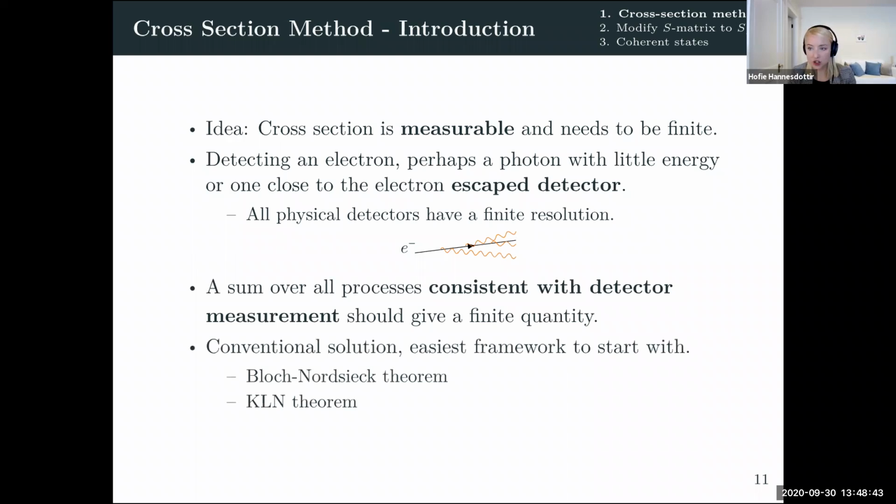So this is the conventional solution to the IR divergence problem. And this is the solution that we started looking into when we first started this project. And part of the reason for that was just because it was the easiest framework, and we had these two theorems that told us how to start and how to proceed. So let's go through both the Bloch-Nordsieck theorem and the KLN theorem.